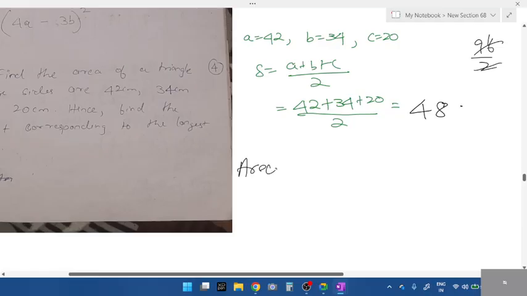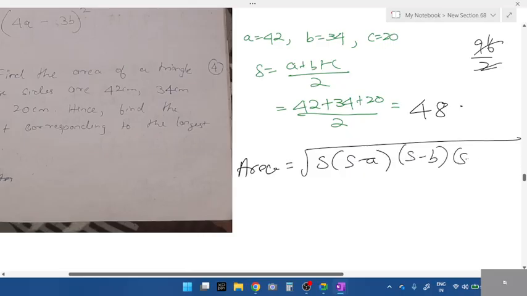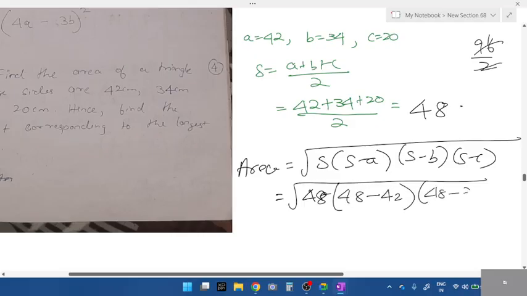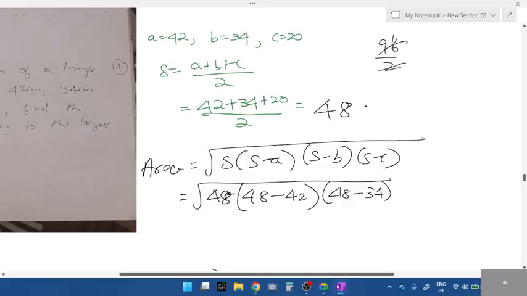Area is important. Area is equal to, right? Formula: square root of S into (S minus A) into (S minus B) into (S minus C). S is 48. Right? Each and every step. Don't skip anything. 48 minus 42, first one. Again, 48 minus 34. Then 48 minus 20.